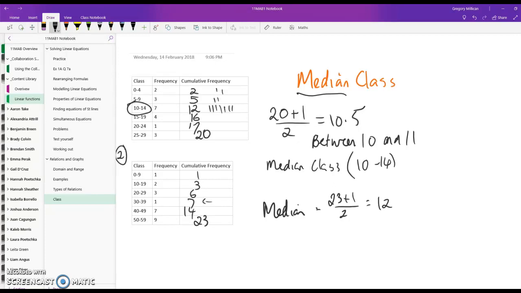Well, up to here, I've only got 7 numbers. To there, I've got 14 numbers. So the 12th number has to be in that group there, 40 to 49. Therefore, the median class is 40 to 49. Hopefully that helps a little bit.